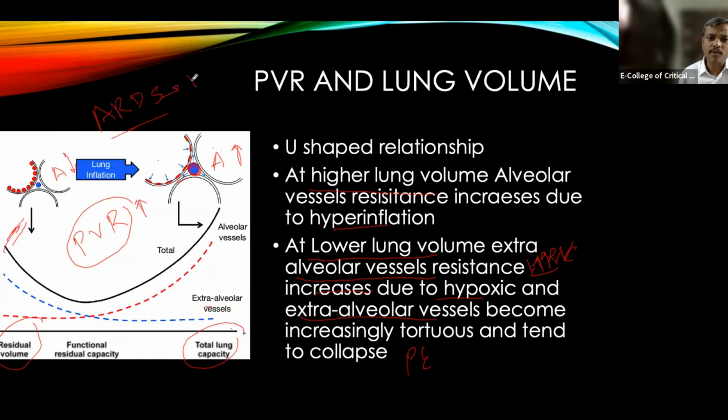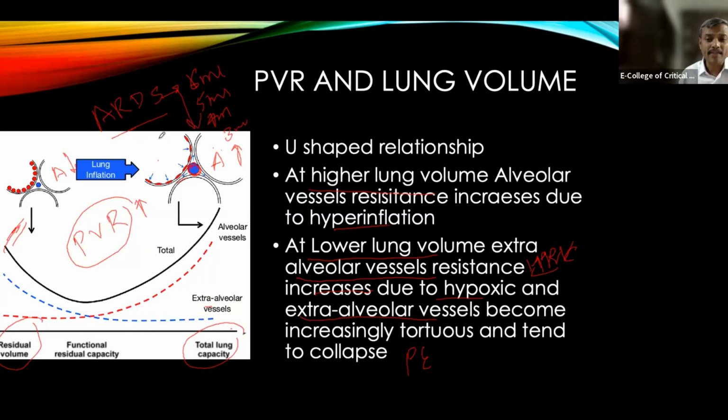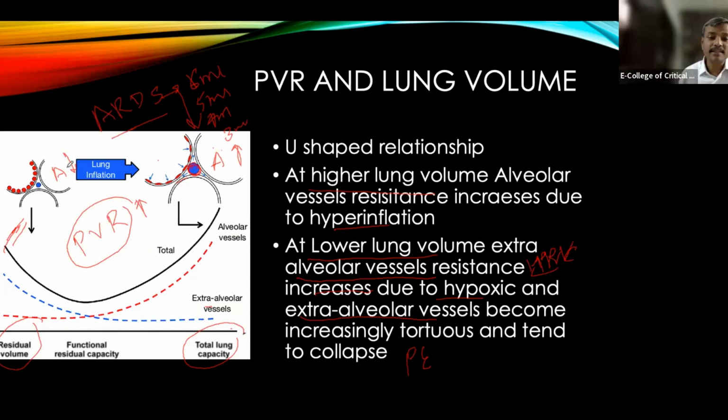You have to reduce the tidal volume to 6 ml per kg. Sometimes you can go for 5 ml per kg, then 4 ml per kg, sometimes 3 ml per kg. We are reducing the tidal volume gradually so that we can go for protective lung ventilation. But meanwhile, it is also affecting the lungs by increasing pulmonary vascular resistance.